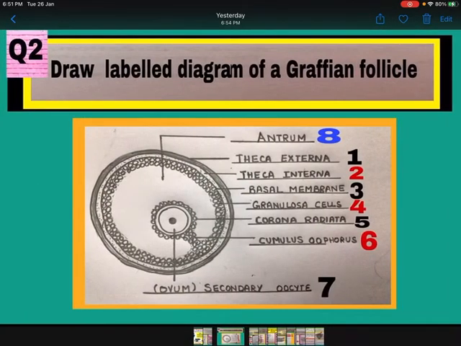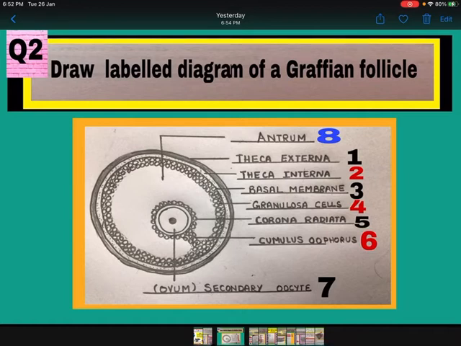Come to question number 2. Draw label diagram of Graafian follicle. It is the last stage in the development of the follicle, or you can say they are the mature follicle in the ovary, which when ruptures release ovum, and the process is called as ovulation. Now draw the diagram with sharp pencil as shown and start labeling it.